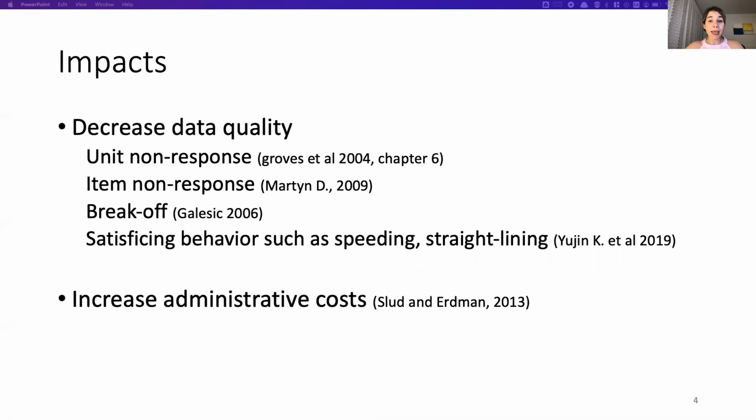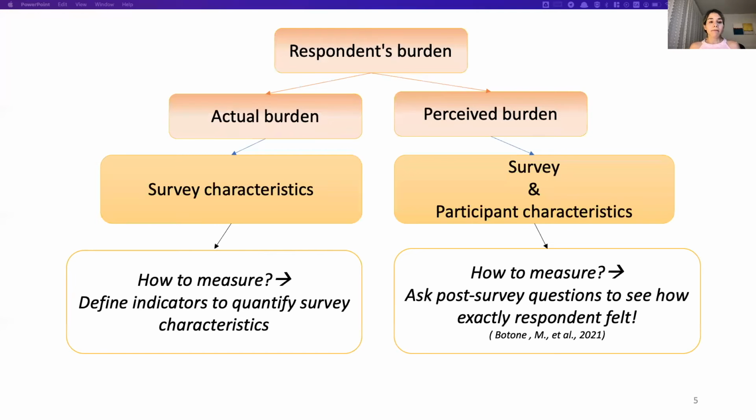What are the impacts of increased response burden? It will decrease data quality by increasing unit non-response, item non-response, by increasing break-off from surveys, and also encouraging satisficing behavior such as speeding and straight lining. And also, this will increase the administrative cost of the survey. So it is important to understand this concept and try to measure it.